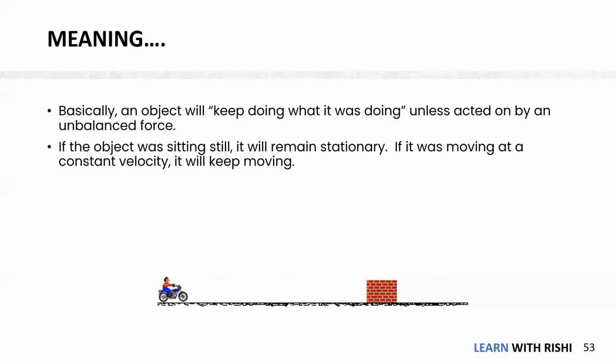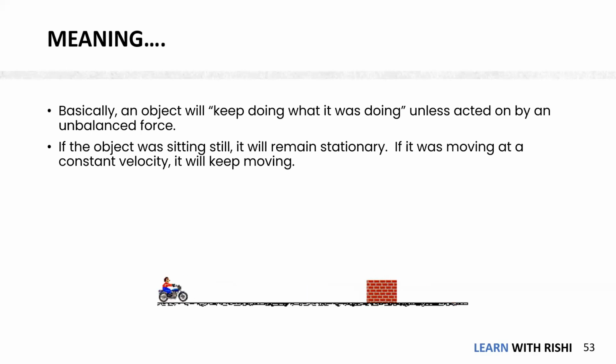For example, I have a book kept on a table. It is on the table, it is stationary. And when you apply a certain force, then only it will move. If I'm not applying any force, it will be stationary only. Now I'm traveling in a car with a certain velocity, let's say 30 kilometers per hour. Now, if I'm not accelerating, the velocity of the car will not increase.